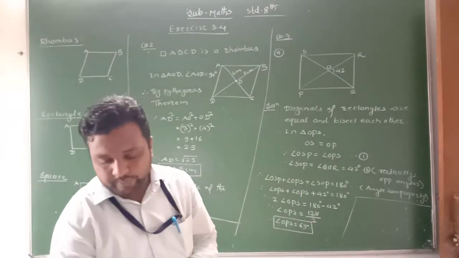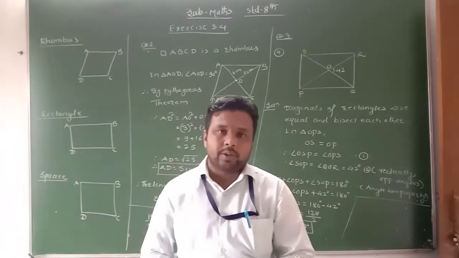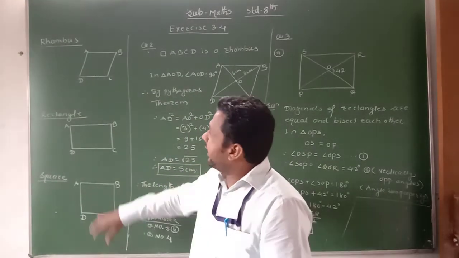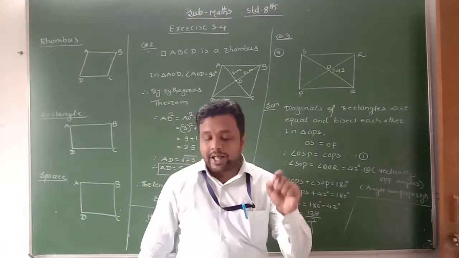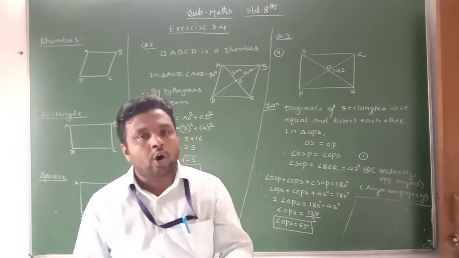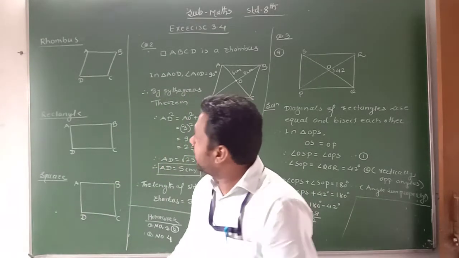In today's video I am going to explain properties of some special parallelogram. Here I explain the rhombus. Now what is rhombus? Definition is given. A parallelogram in which a pair of adjacent sides is equal is called a rhombus.